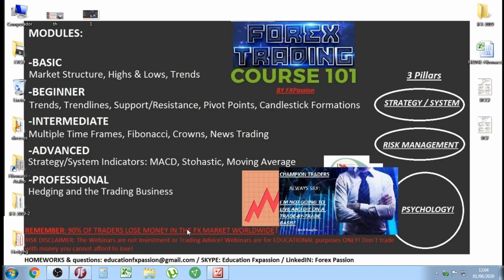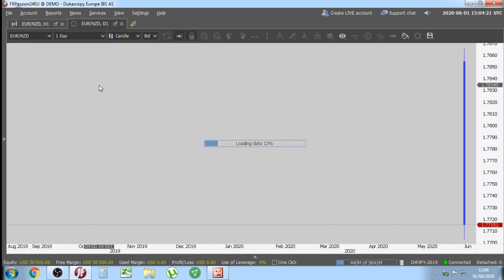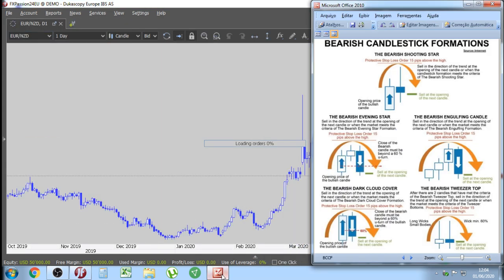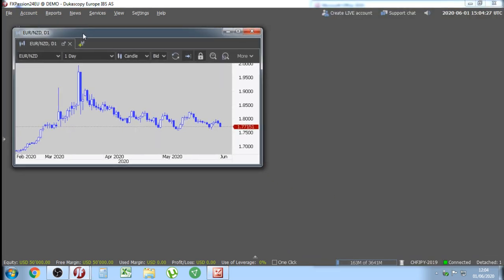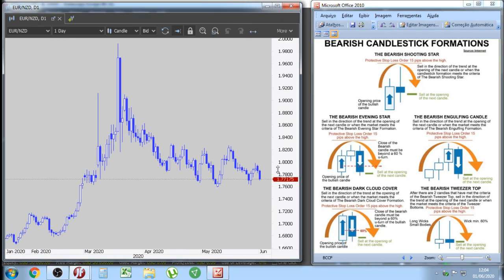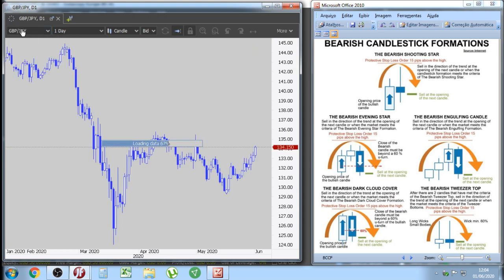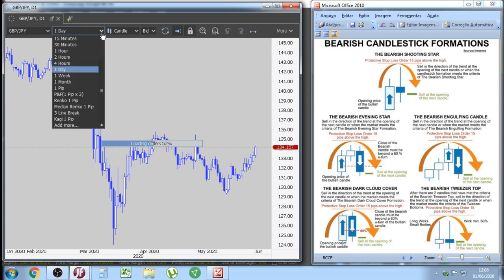So let's move on everybody. We are going to open a chart, and a different one. And we are going to talk about the candlestick formations. So today we have bearish candlestick formation. Which pairs didn't we talk about yet? USD JPY, USD CAD, USD CHF, AUD JPY, AUD CHF. Okay, let's open GBP JPY, the 2 hour chart.